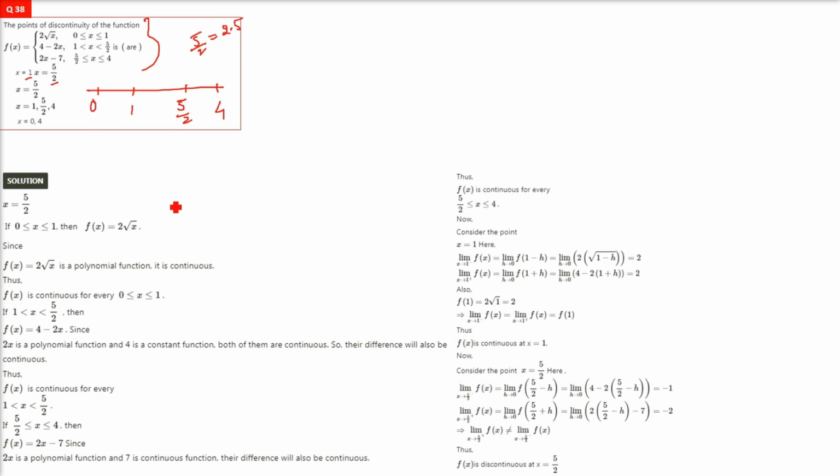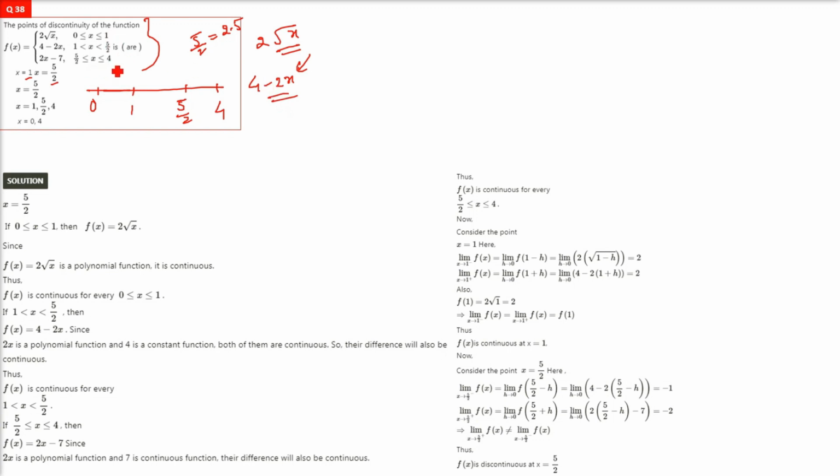Okay. Before actually solving it, it's quite easy because we just have to check for 1 and 5 by 2, because this is the point where the function is changing. So this 2 root x is simply a polynomial function. It's 2x raised to 1 by 2. Between 1 and 5 by 2, it is 4 minus 2x, again a polynomial function. So this 4 is a constant, 2x is a polynomial function. Combination of these two will always be continuous. That is the difference will also be continuous.